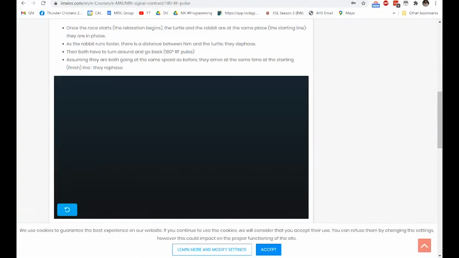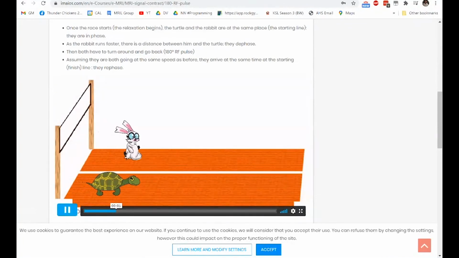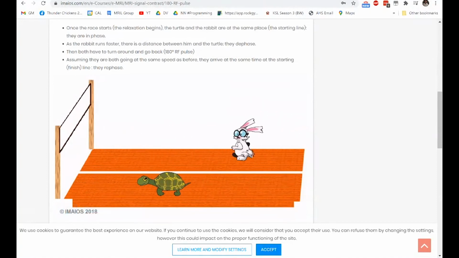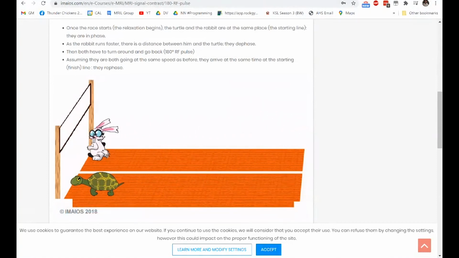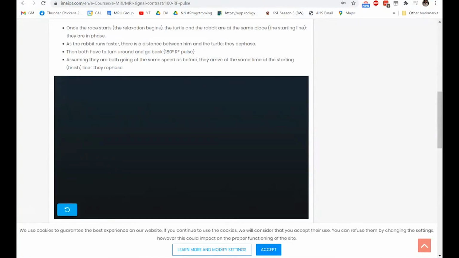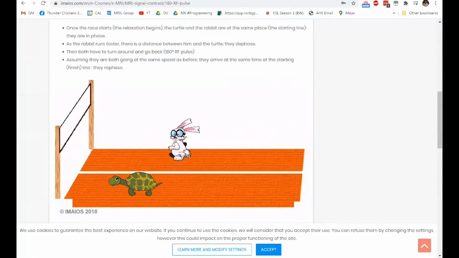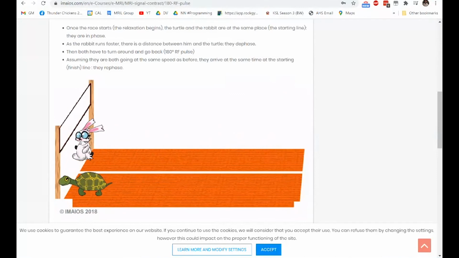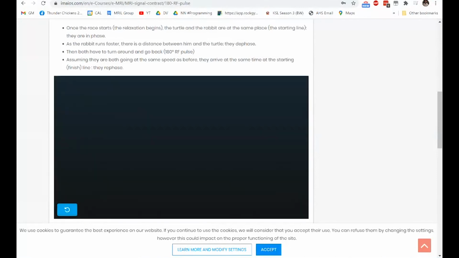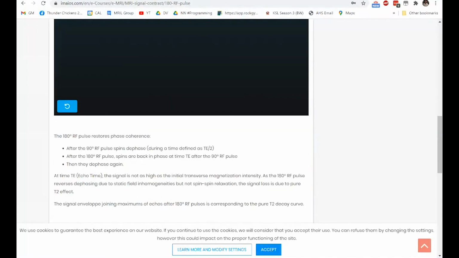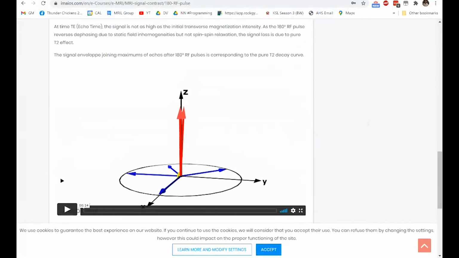That's what this diagram is showing: both of them get as far as they're going to get over a given time period, and then when the 180-degree pulse is introduced, they turn around and they both have to race to the finish line. And because they're moving at the same speed, we're just considering their precession rates to be constants here, they're going to reach the finish line at the exact same time. And that's what rephasing is when we're considering spin echo. So hopefully that also helps make a little bit more sense.